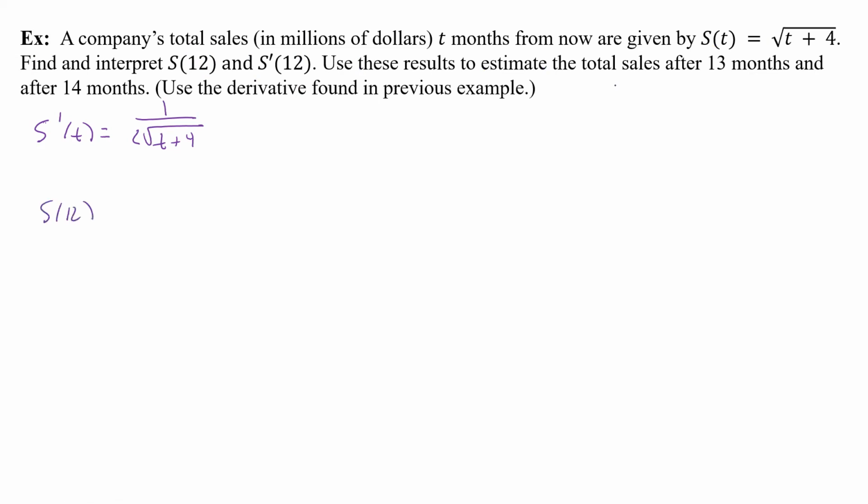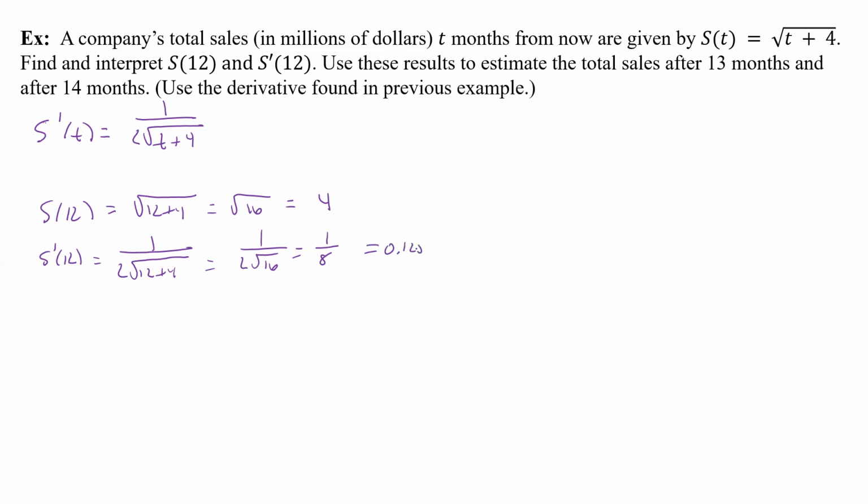S of 12, we just plug in 12 here. 12 plus 4 is 16, so that's going to be the square root of 12 plus 4 equals square root of 16, which is just equal to 4. And S prime of 12, we're just going to say, okay, well, that's 1 over 2 times the square root of 12 plus 4. So it's going to be 1 over 2 square root of 16. And it's going to be 4, so it's going to be 1 over 8, or 0.125, depending on how you want to look at it.